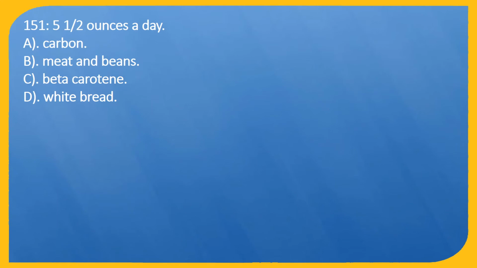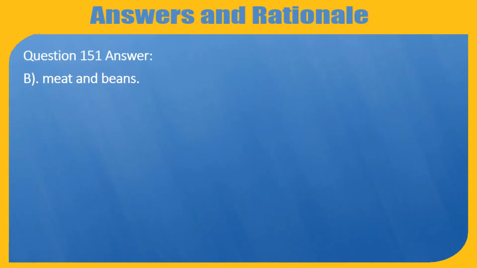Question 151. 5 1/2 ounces a day. A. Carbon. B. Meat and beans. C. Beta-carotene. D. White bread. Question 151. Answer B. Meat and beans.